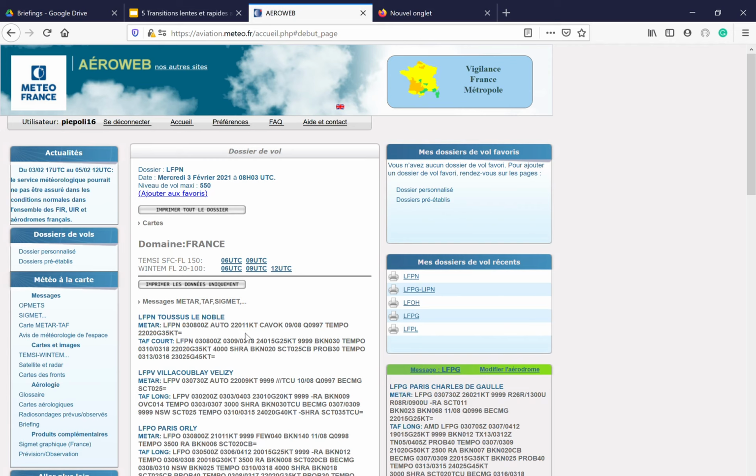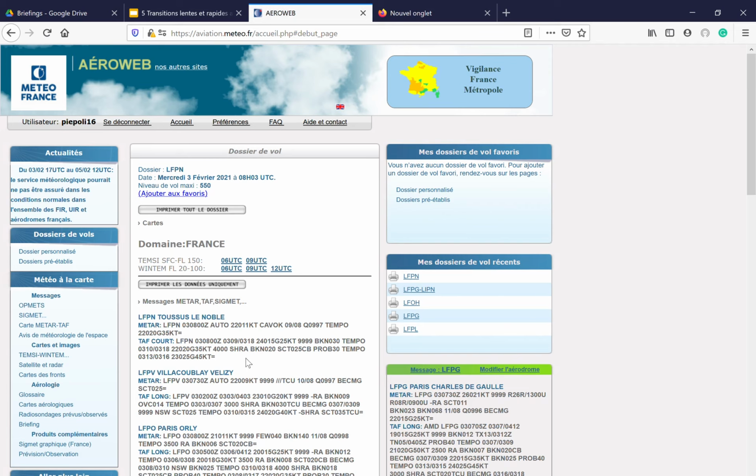CAVOK, meaning that there are no clouds under 5,000, 10 kilometers visibility forward, no clouds and no cumulonimbus, no precipitation. Then the temperature is 9 degrees Celsius and the dew point is 0.8 degrees Celsius, meaning that the volume of air is saturated at this temperature, meaning that it will condense and create clouds and precipitation eventually.